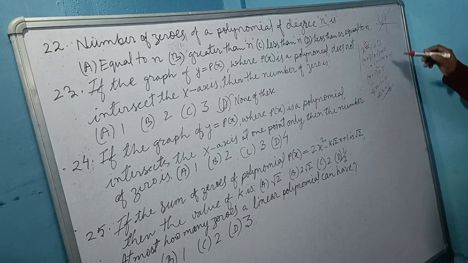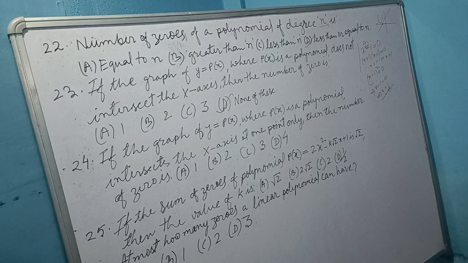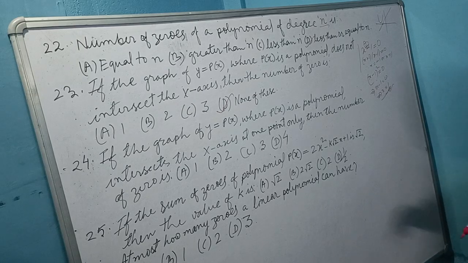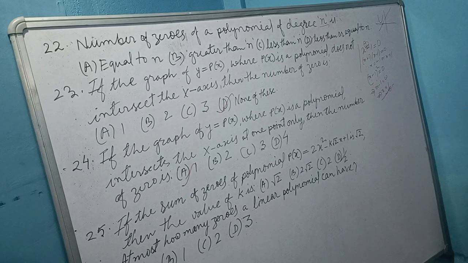That means this one will have 1, 0. Clear? So if the graph of y is equal to p(x), where p(x) is a polynomial, intersects the x-axis at one point, then the number of zeros is what? 1, because the degree of that one will be 1 only, a linear polynomial.